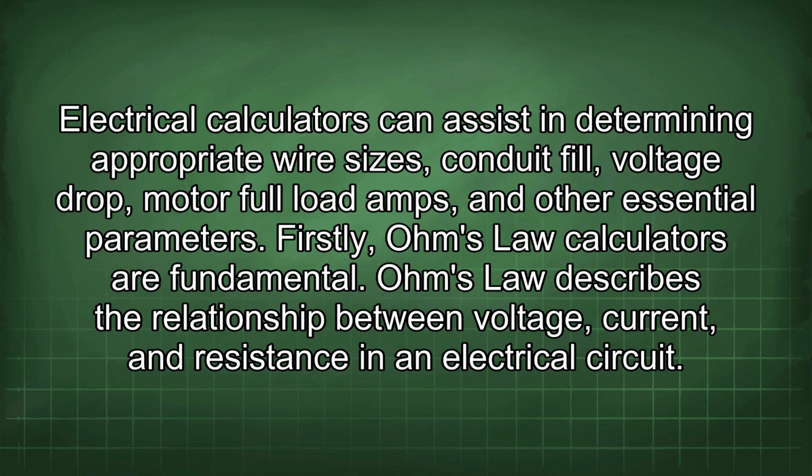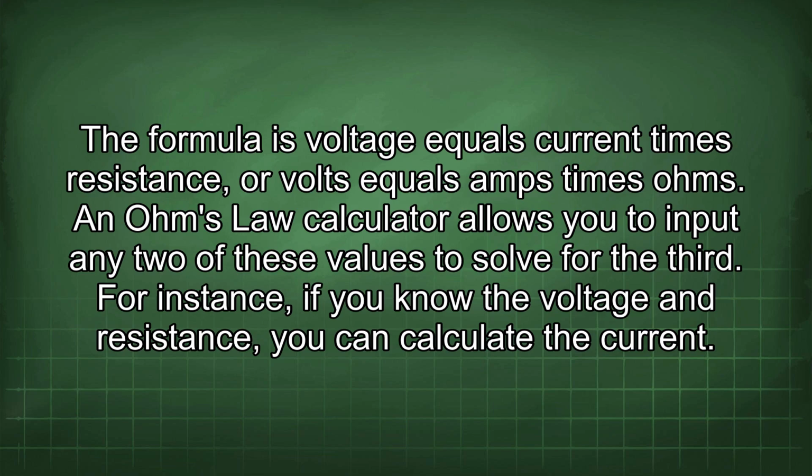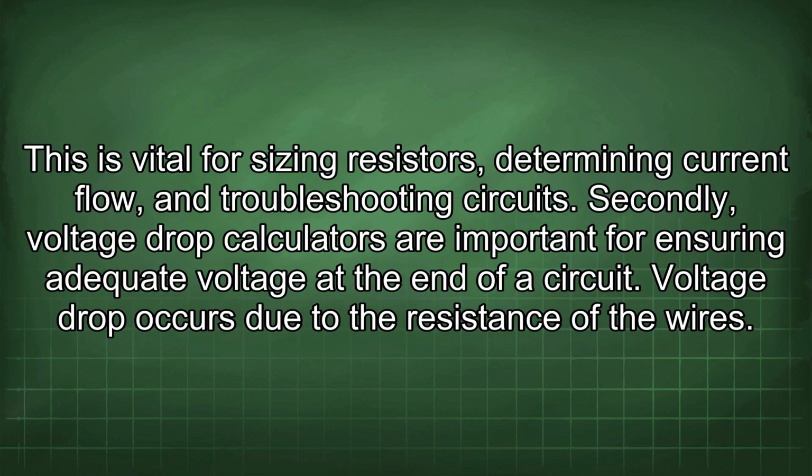parameters. Firstly, Ohm's law calculators are fundamental. Ohm's law describes the relationship between voltage, current, and resistance in an electrical circuit. The formula is voltage equals current times resistance, or volts equals amps times ohms. An Ohm's law calculator allows you to input any two of these values to solve for the third. For instance, if you know the voltage and resistance, you can calculate the current. This is vital for sizing resistors, determining current flow, and troubleshooting circuits.